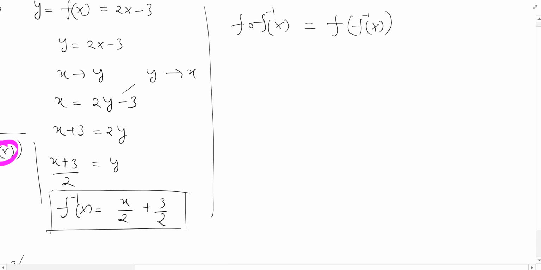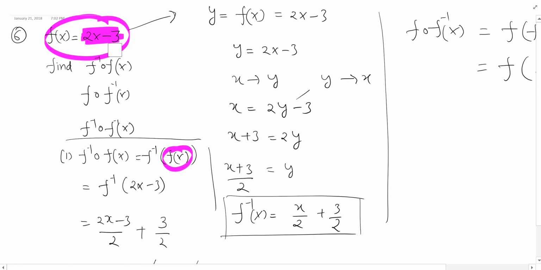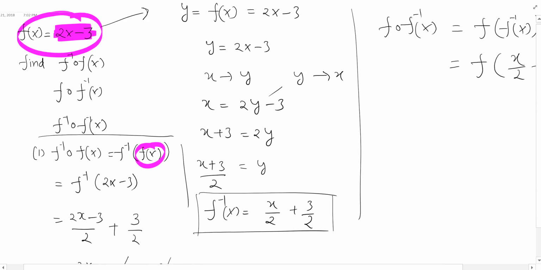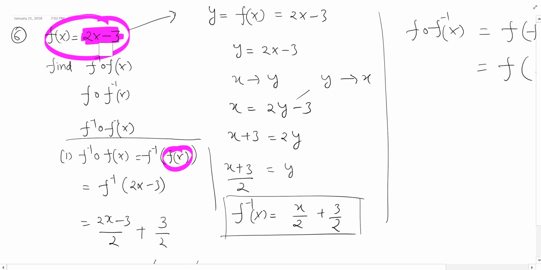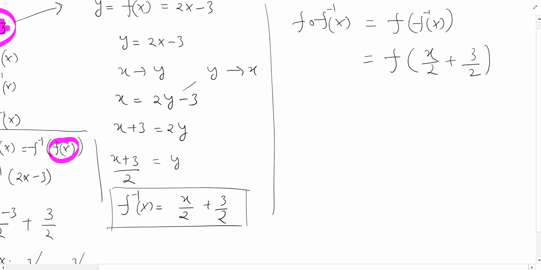So I write this is equal to f of bracket x over 2. We are replacing this thing with its function value plus 3 over 2. Now we got function of this thing. Now f is a function of that, and what is f basically? F is equal to this. F is 2x minus 3. So you see x there and x here. So replace these x values with x over 2 plus 3 over 2. So wherever you see x in this equation, replace it with x over 2 plus 3 over 2, because that's going to be more convenient. Let me write x over 2 plus 3 over 2.